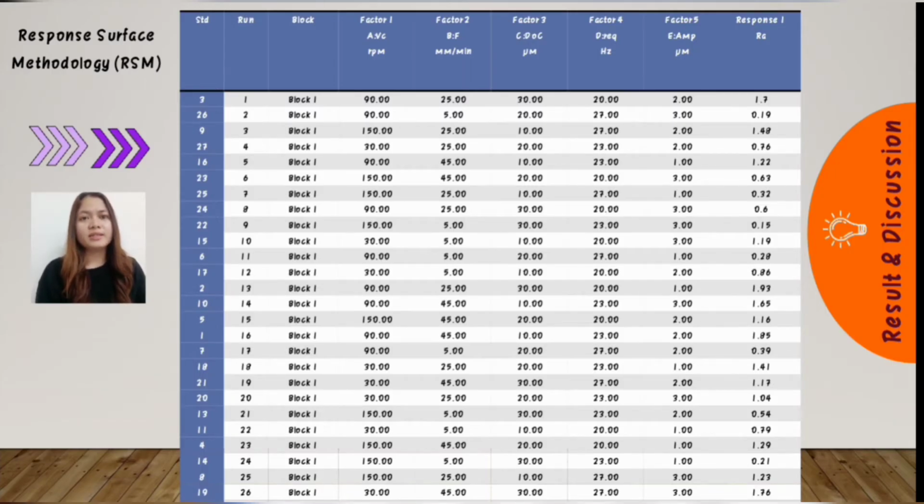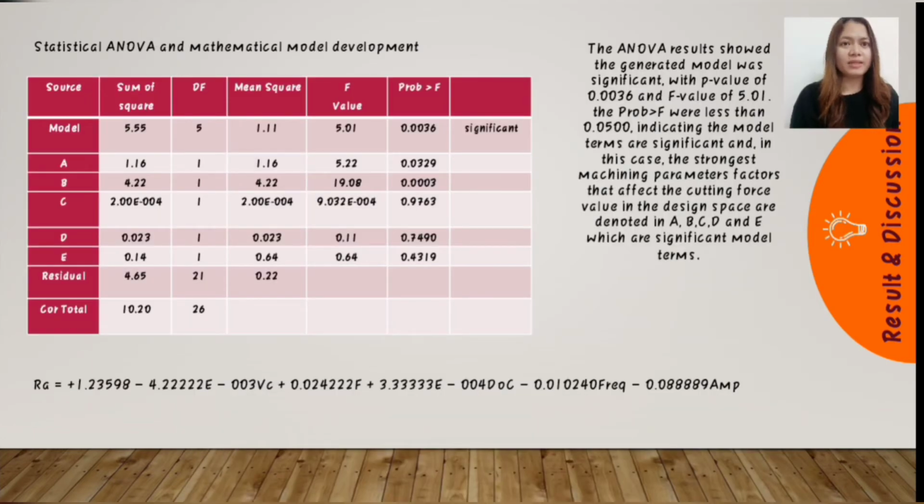Result and discussion. This is the response surface methodology, RSM, statistical ANOVA, and the mathematical model development. The Prob > F values were less than 0.0500, indicating the model terms are significant, and in this case, the strongest machining parameter factors that affect the cutting force value in the design space are denoted as A, B, C, D, and E. At the bottom of the table, we can see the mathematical model development for the RSM Ra.